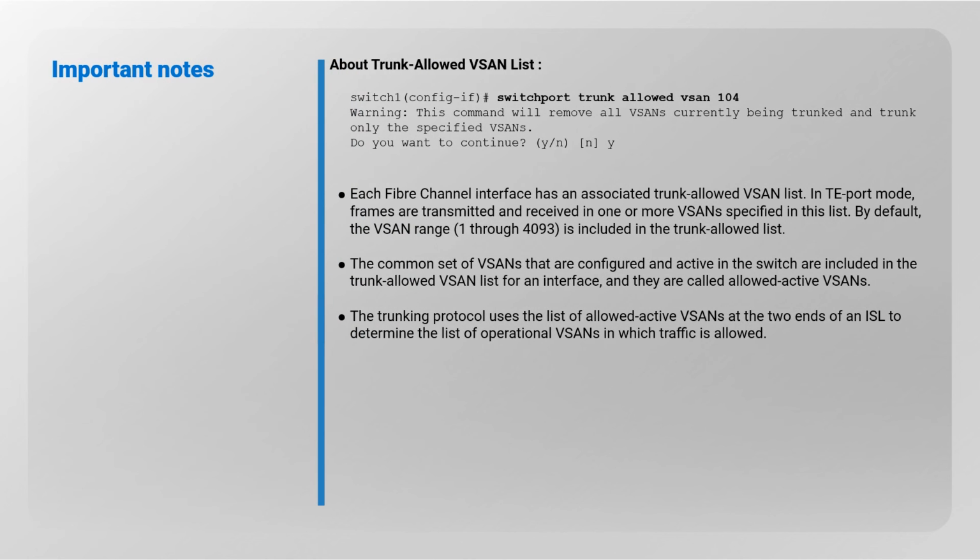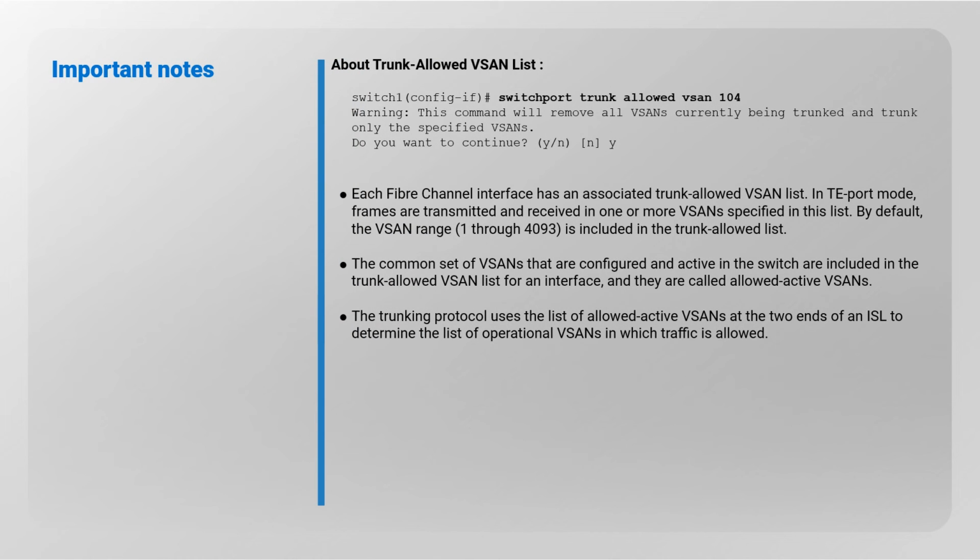Important notes about trunk-allowed vSAN list. Each fiber channel interface has an associated trunk-allowed vSAN list. In TE port mode, frames are transmitted and received in one or more vSANs specified in this list. By default, the vSAN range 1 through 4093 is included in the trunk-allowed list.